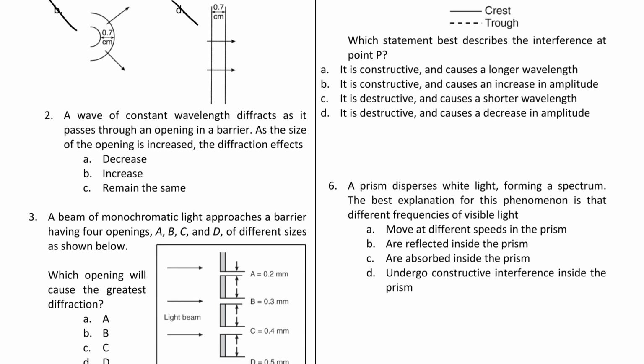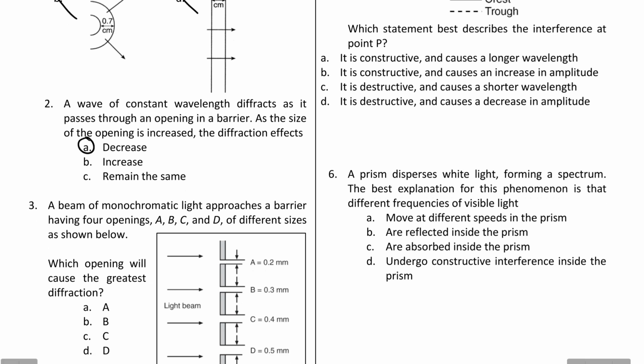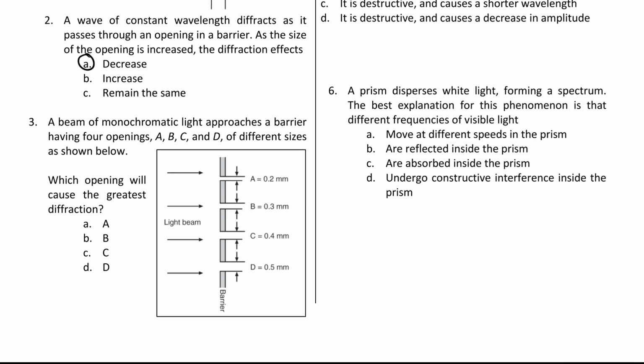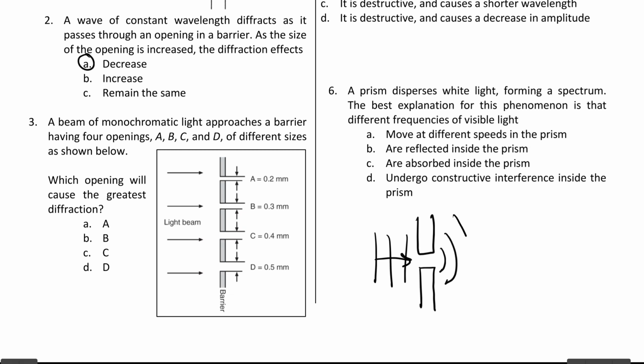Number 2, a wave of constant wavelength diffracts as it passes through an opening in the barrier. As the size of the opening is increased, the diffraction effects actually decrease. So it's not going to diffract as much if it's a wider opening. We didn't talk about that, but there are some videos that show this. You could just think of it as, well, if this is an opening here, wave fronts approach it, it's going to diffract. We know that.